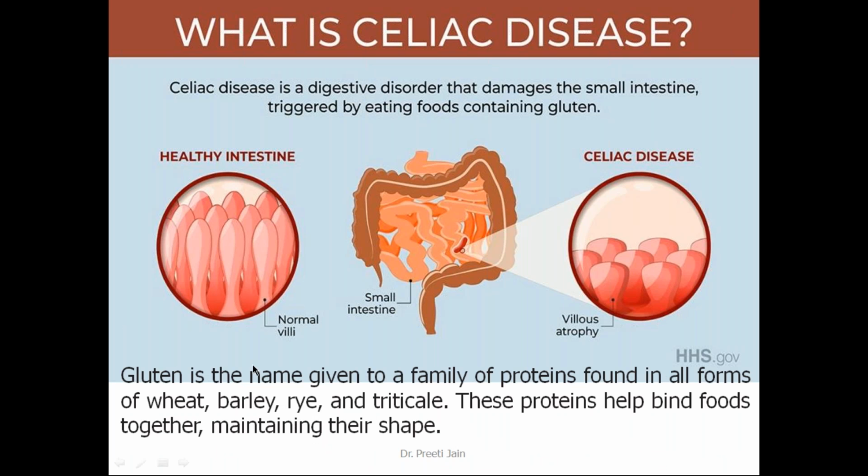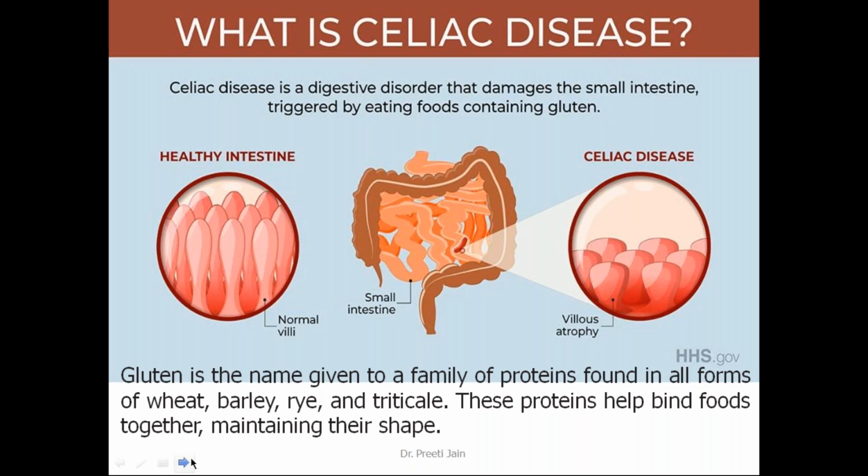So what is gluten? It is the name given to a family of proteins which is found in all forms of wheat, barley, rye, and triticale. And these proteins help bind foods together, maintaining their shapes. As you can see, she had given her dietary history, that she eats bread, she eats roti or chapati, which is of wheat flour.